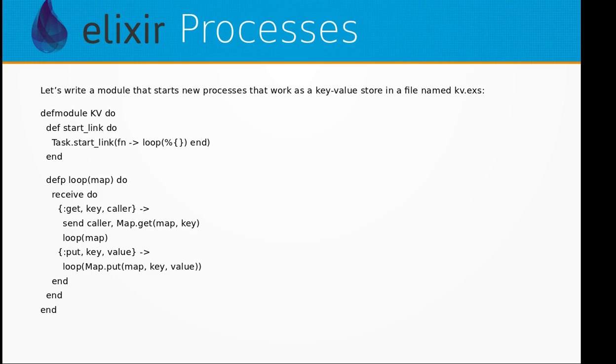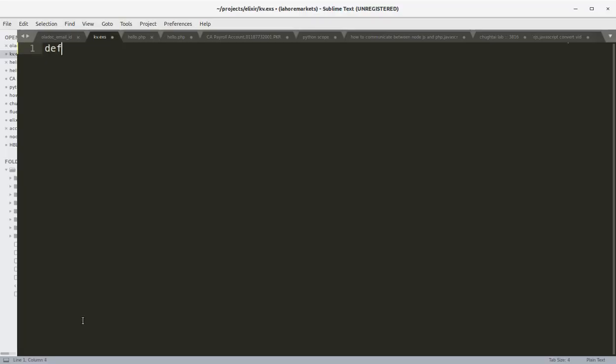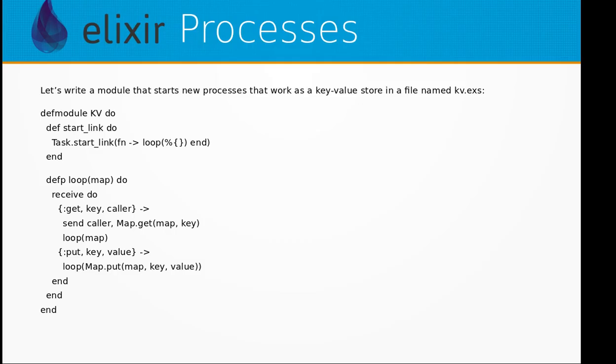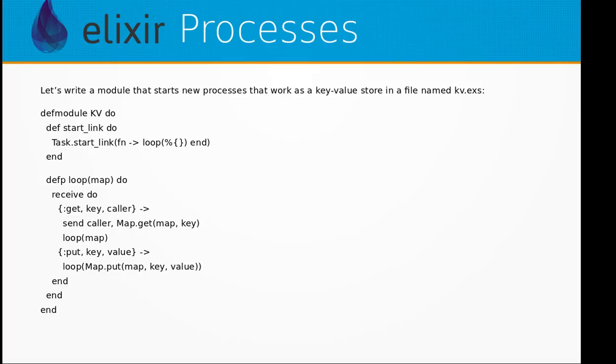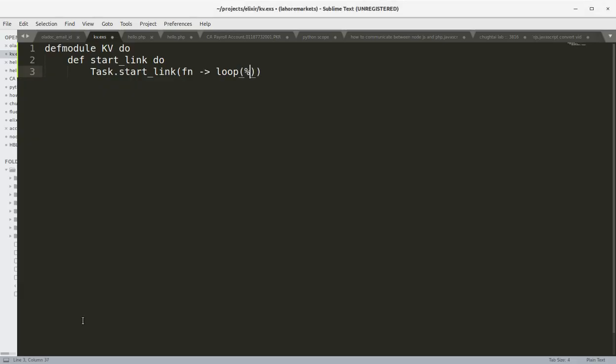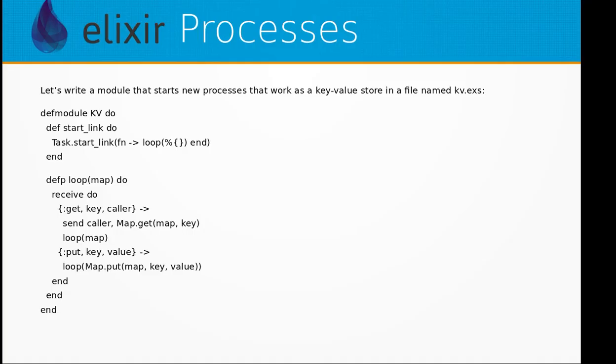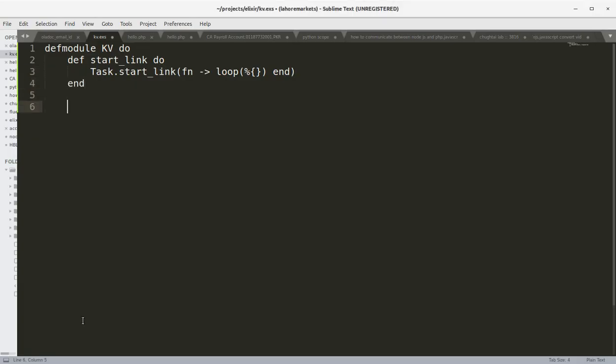Okay, let's define the module, defmodule KV do. Def start_link. This is the function we are defining, start_link, and it uses the Task.start_link function and passes a function, loop, with an empty map, percent brackets, and end. Okay, that's the end of this function.